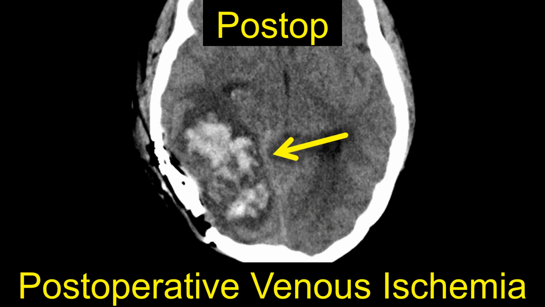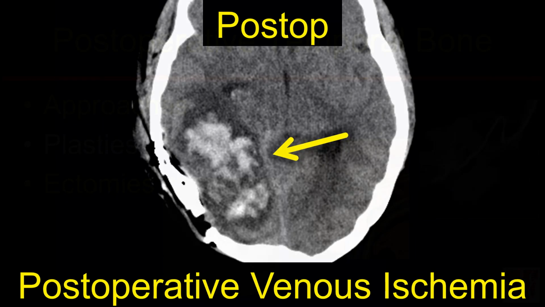So it's kind of a complicated approach, but if they do that approach, we want to be very careful that we're evaluating the posterior fossa and being sure we don't cause a venous ischemia in that case. So those are the approaches. We think about how they actually got to the portion of the temporal bone that they're interested in.